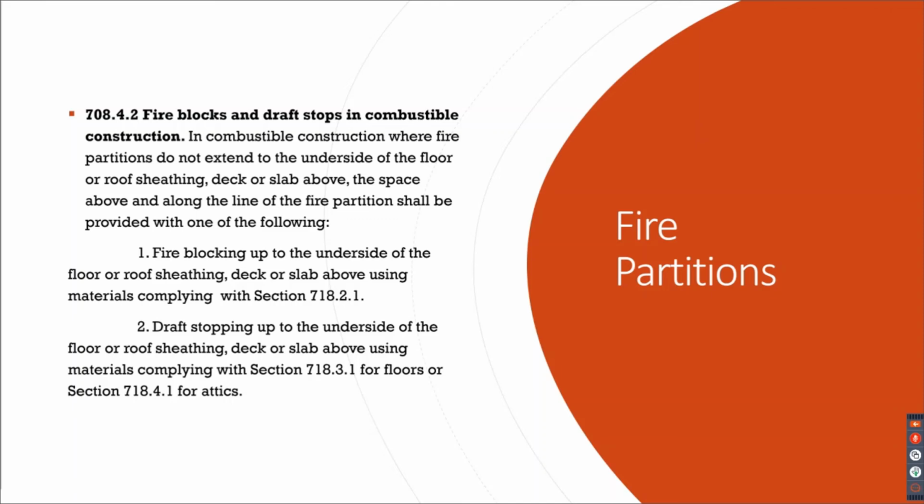So it's not just this section. What happens at the top of that fire partition, the top of that wall, in the space between the top of the wall and the roof sheeting? What has to occur there? This is the section to go to for that. And then number 1 says to also see 718.2.1 for the materials that you can use in that space. Number 2: draft stopping up to the underside of the floor, roof sheeting, deck, or slab above using materials complying with section 718.3.1 for floors, or 718.4.1 for attics. So again, make sure you go into the section that is applicable to what you are looking at.